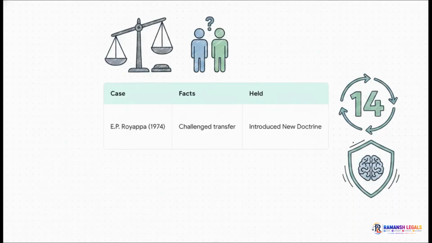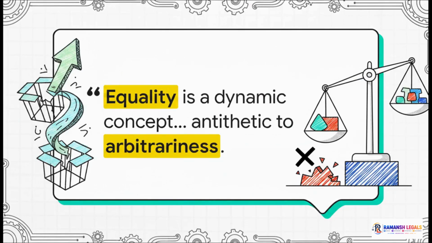Let's break down E.P. Royappa versus State of Tamil Nadu. The facts were that an IAS officer challenged his transfer to a post he felt wasn't legally established, claiming it violated equality rules. Now, interestingly, the petition itself was dismissed by the court because there was a lack of evidence regarding malafide intent. However, what was held legally was absolutely monumental. The court established that equality is a guarantee against state arbitrariness. It fundamentally expanded Article 14 to cover executive discretion. Justice P.N.